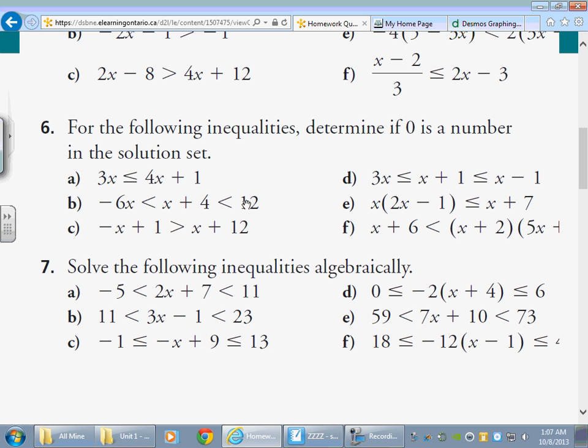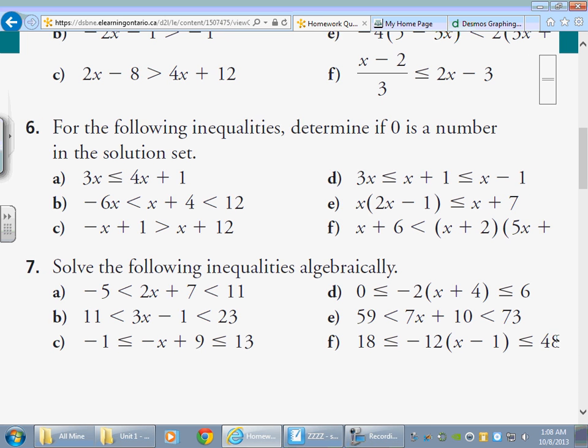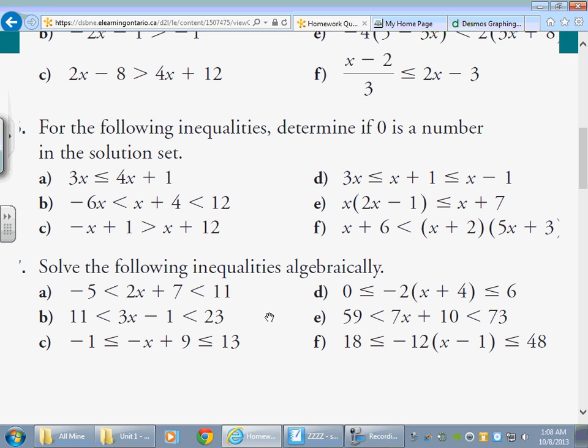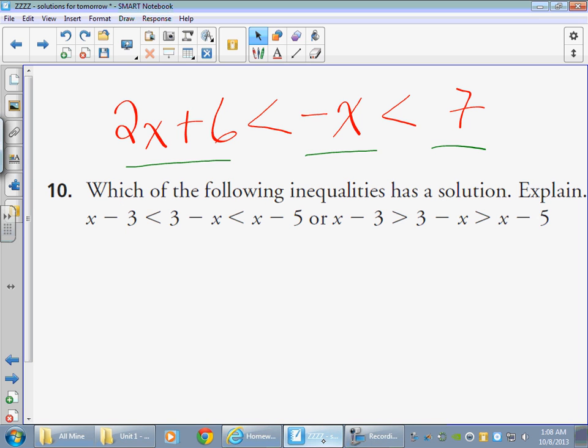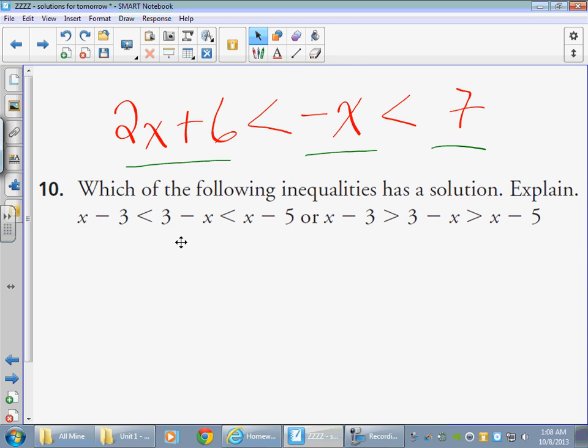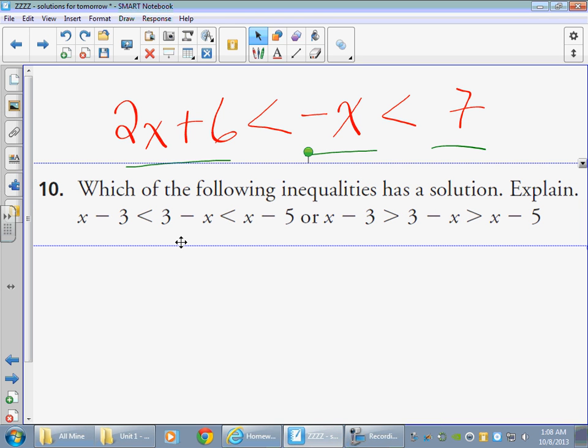You know, in A, you plug a 0 in here, plug a 0 in here, and you get 0 less than or equal to 1. Yes, that is true. For D, put a 0 here, 0 here, 0 here. I get 0 less than or equal to 1, less than or equal to negative 1. So D is not true. So those ones, that's all you were asked to do. In 7, you'll notice I don't think any of them have 2 x's, and so they just become very similar to the ones we did already. The only other question that kind of looked like that, 10, had multiple x's in it. Again, a little different wording though.